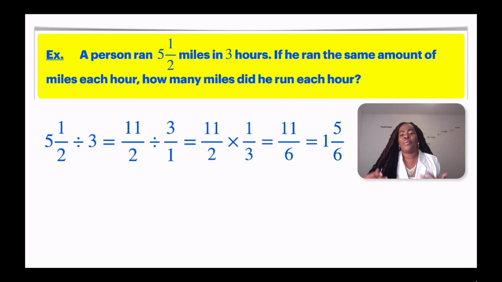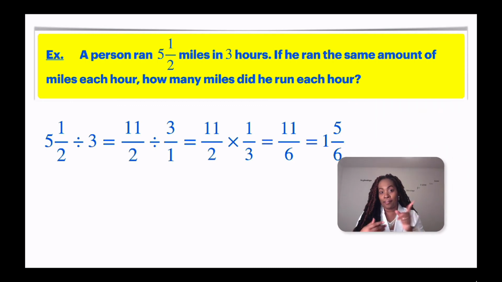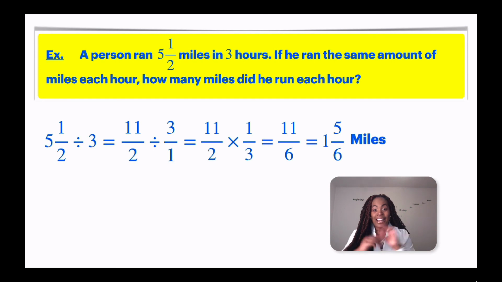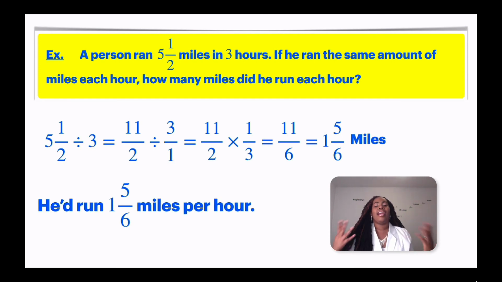Because we know that multiplication is so simple. All we have to do is multiply straight across. Now, if we multiply straight across, 11 times 1 gives us 11, and 2 times 3 is just 6, okay? So we end up with 11/6. Now, we could leave it like that, but in this case, I'm going to change it back to a mixed number because that's what they gave us. But sometimes it's okay to just leave it like that. So we'll say it's 1 5/6, okay?